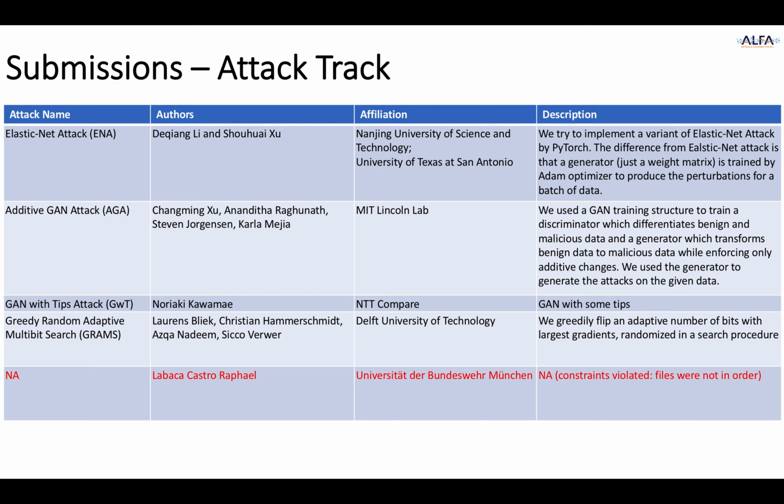On the other hand, there were 4 submissions that ran smoothly with our evaluation tool. Some of them are based on GAN, some are based on ElasticNet, and some are based on randomized gradient ascent. Okay, so this is for the attack track. I'm going to put the slides on the challenge website so that if people are interested, they can look up the descriptions or contact the authors of these attacks.